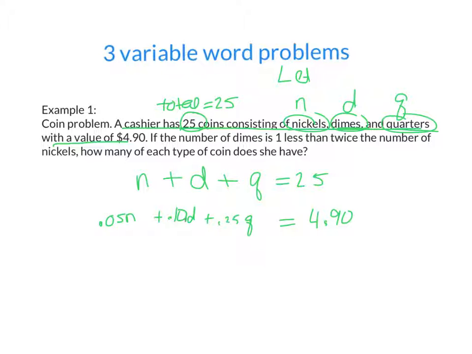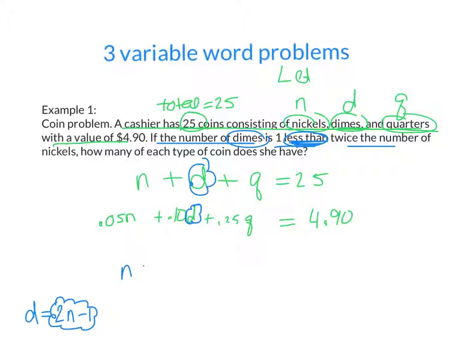The next statement says, if the number of dimes, so dimes is what I'm looking at, is 1 less than twice the number of nickels. Less than is a very important phrase. When you see less than, you should remember you switch things. So that means this is 2n minus 1. We want to know how many of each type of coin she has. Now this is a very important piece of information. I can take this 2n minus 1 and replace D with that in both equations.